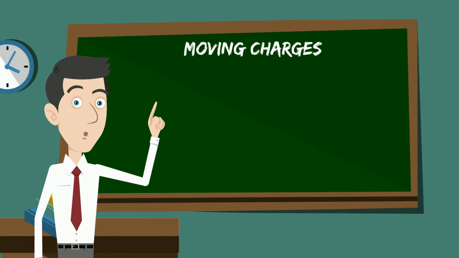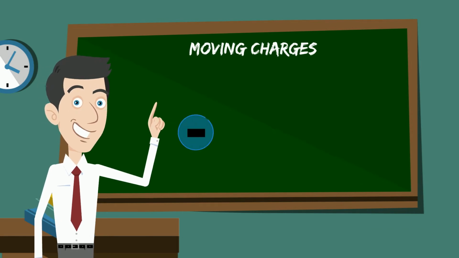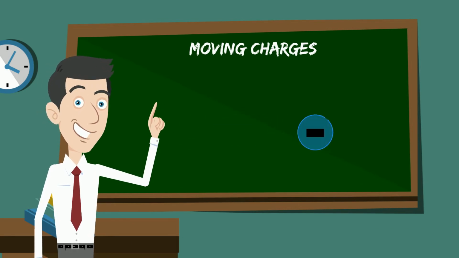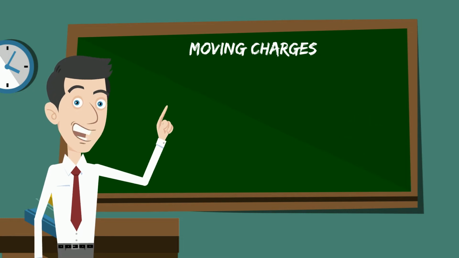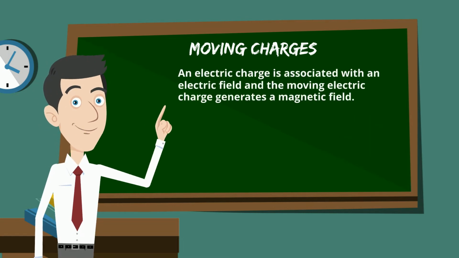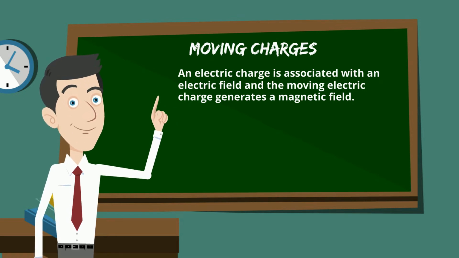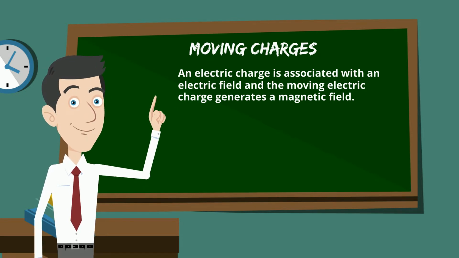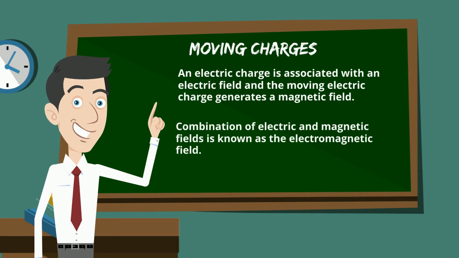Now that we understand the concepts of an electric charge and an electric field, let's understand what happens when a charge starts to move. As we discussed earlier, an electric charge is associated with an electric field. And the moving electric charge generates a magnetic field. Hence, the combination of electric and magnetic fields is known as the electromagnetic field.